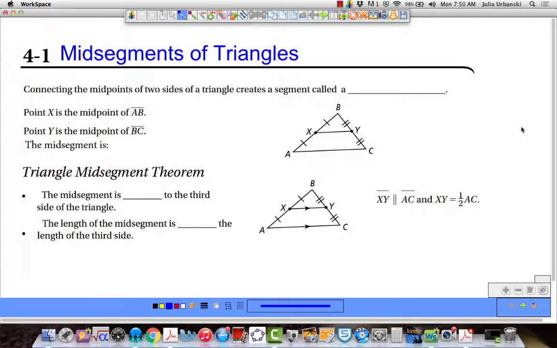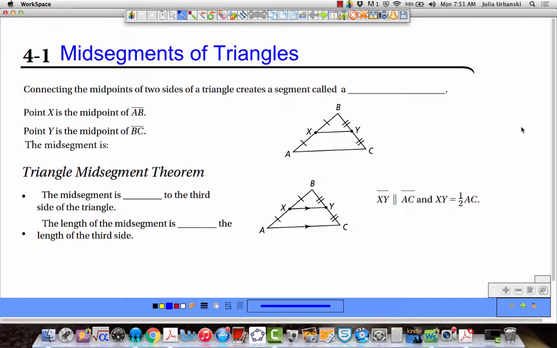Mid-segments of a triangle. Now before we even start talking about it, tell me, what does mid mean? What are we dealing with here? The middle. That's right. A mid-segment connects two midpoints. So we're talking about things that are in the middle.